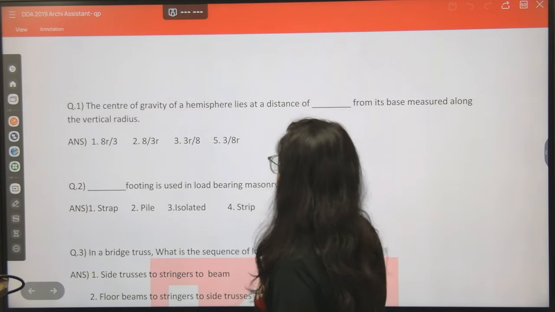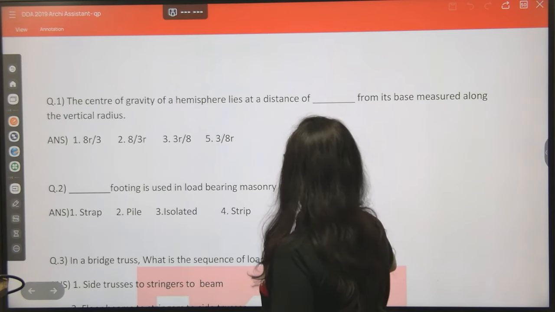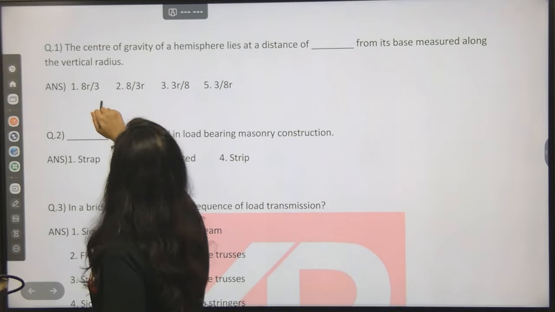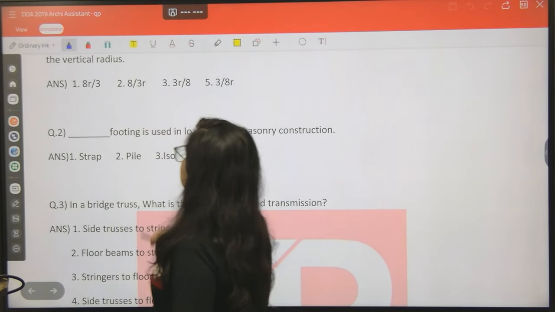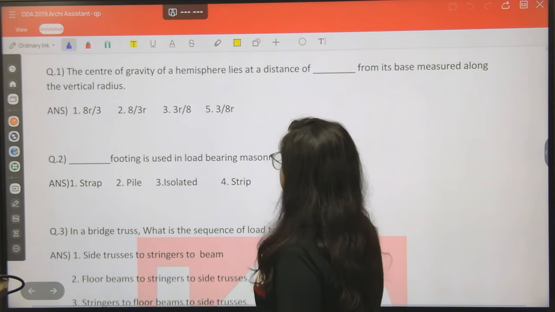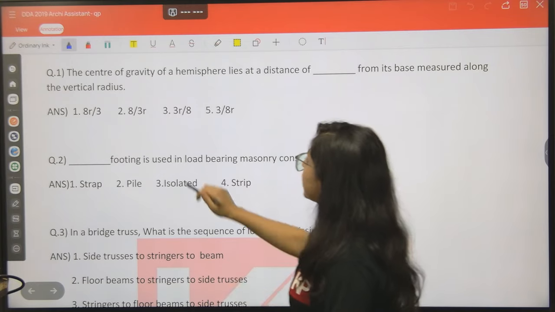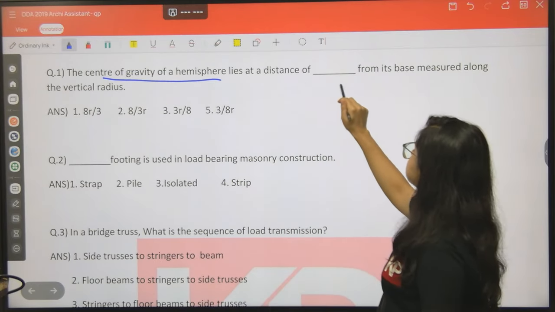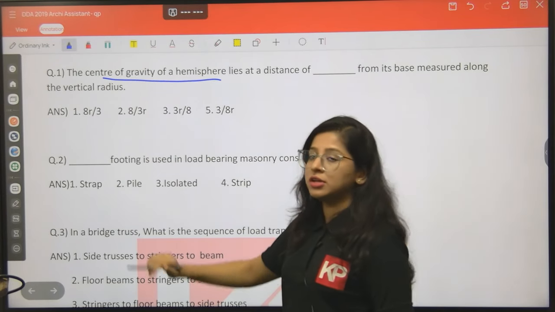The first question, let me just zoom this in so that it is visible to all of you. Okay, let's look into the first question. What does the first question say? The center of gravity of a hemisphere lies at a distance of dash from its base measured along the vertical radius.